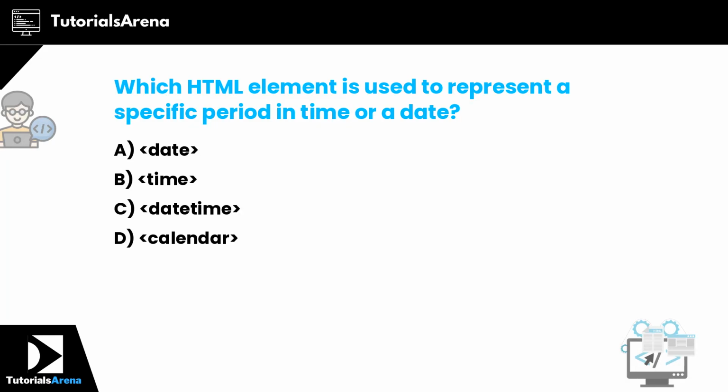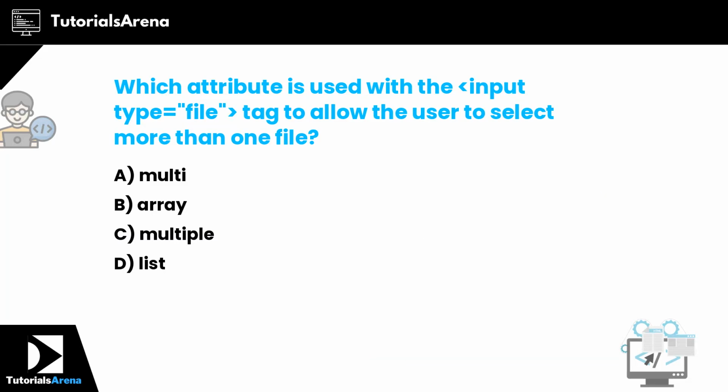Which HTML element is used to represent a specific period in time or a date? The correct answer is option B, time. Which attribute is used with the input type equals file tag to allow the user to select more than one file? The correct answer is option C, multiple.